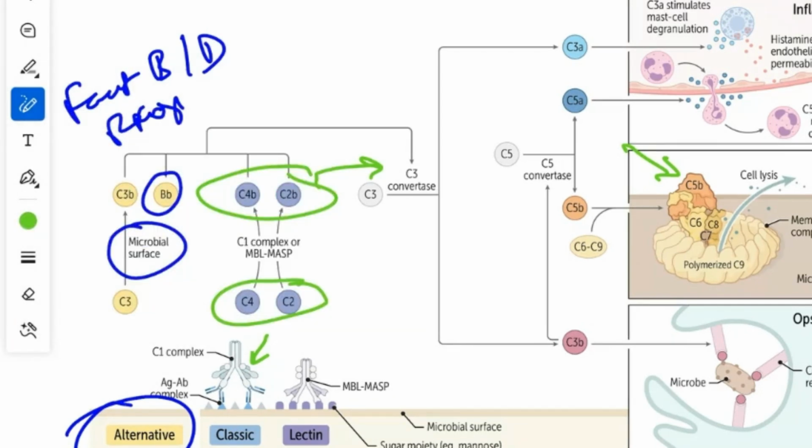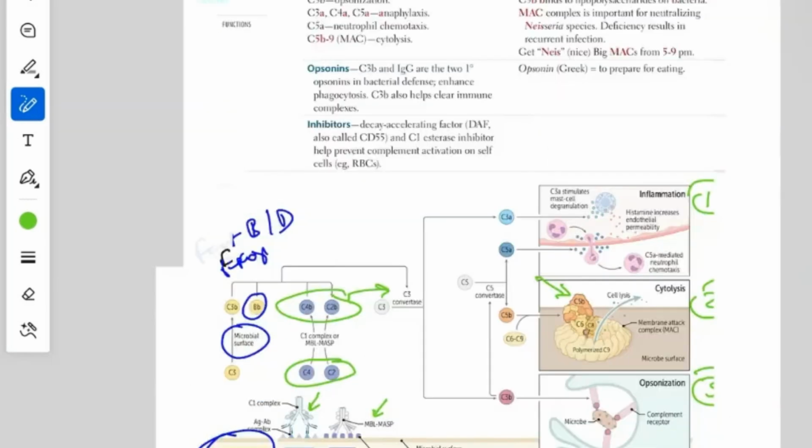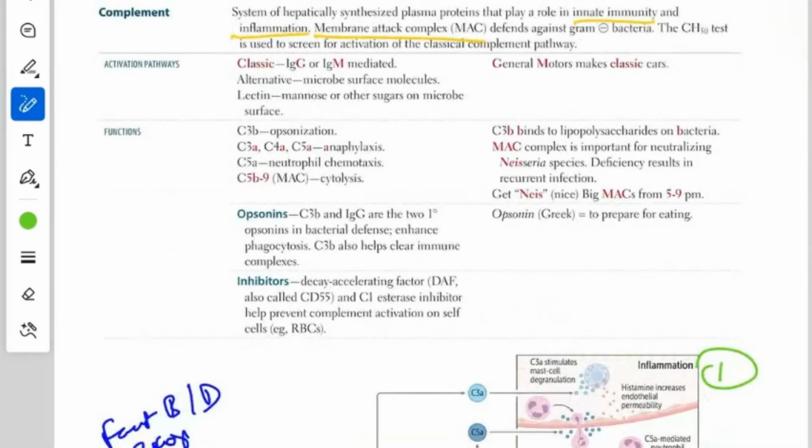And then the lectin pathway, which is the least common of the three, involves the mannose binding lectin, which will also activate the C2, C4 pathway. And the MAC, like we mentioned, is one of the outcomes of activating the complement system.